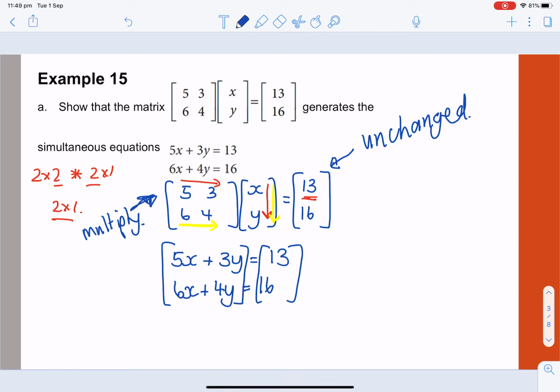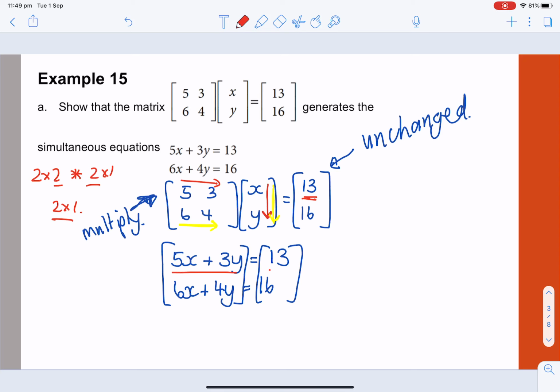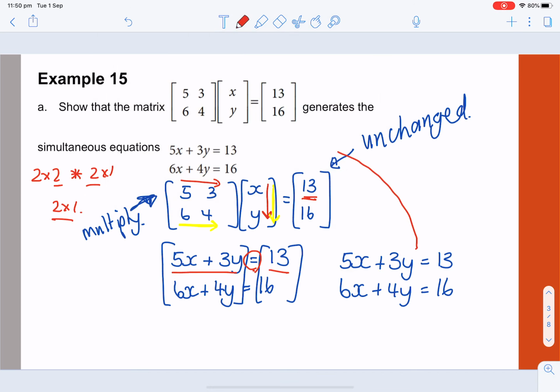Now the last bit, equate the elements. So what does that mean? That means take the first row in each matrix. First row in that one, first one in that one, put an equal sign in the middle of it and write it out. So 5x plus 3y equals 13. And then we do the same thing with the second row. So 6x plus 4y equals 16. So we're pretty much just removing the brackets. And that gives us our simultaneous equation over here. And it matches.